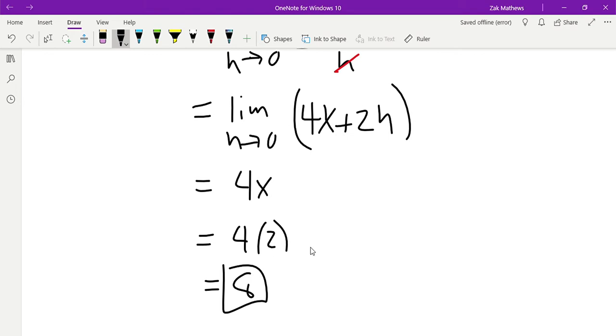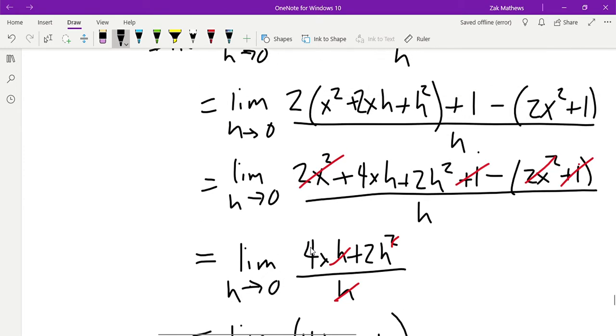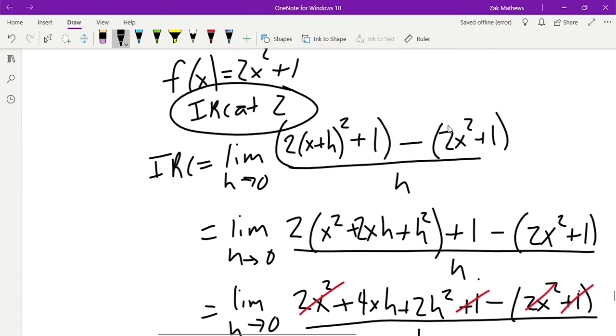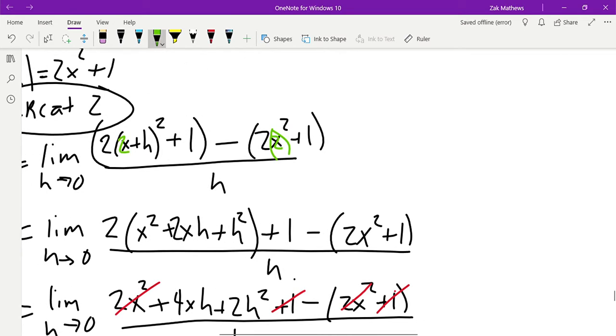Now I will point out something here. I did this problem in complete generality. I left all my x's as x's from the start. I did not have to do that. If I wanted to, in that very first line, I knew I wanted to evaluate this when x was equal to 2. So I could have replaced all these x's with 2's, and it would have cleaned up a little bit nicer from the start.